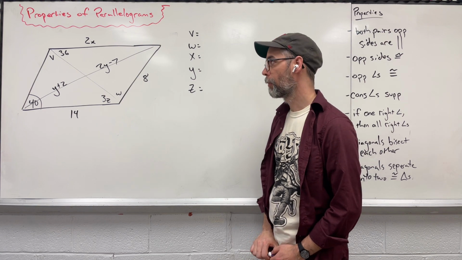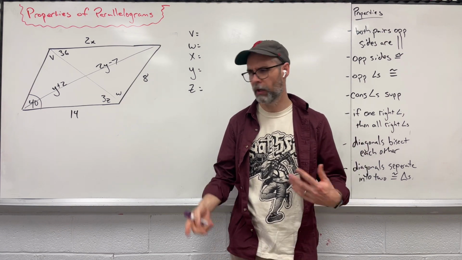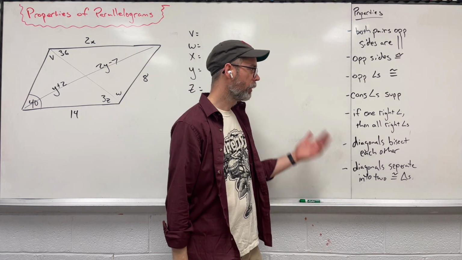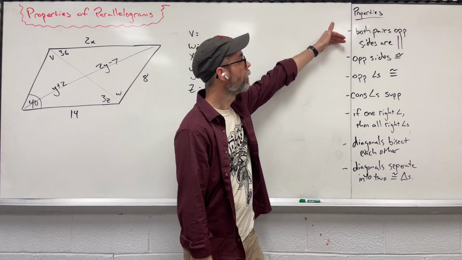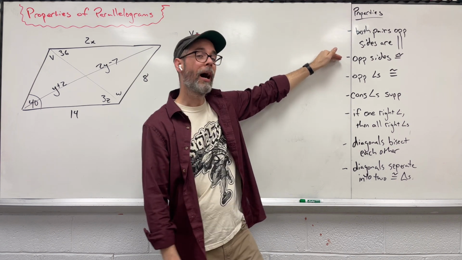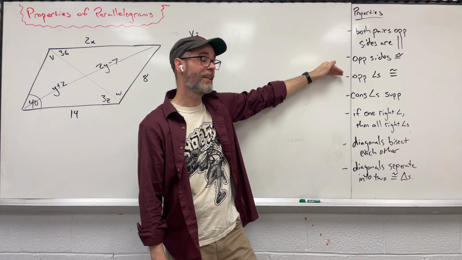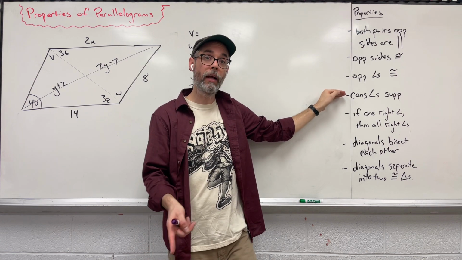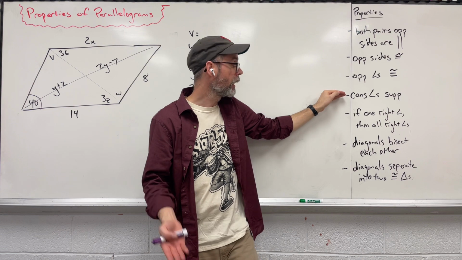Hi, today we're going to take a look at the properties of parallelograms and using algebra to help find our missing variables. So we've got a bunch of rules to help describe a parallelogram. Number one, both pairs of opposite sides are parallel to each other. Opposite sides are congruent. Opposite angles are congruent. Consecutive angles are next to each other. They're supplementary. They add up to 180.